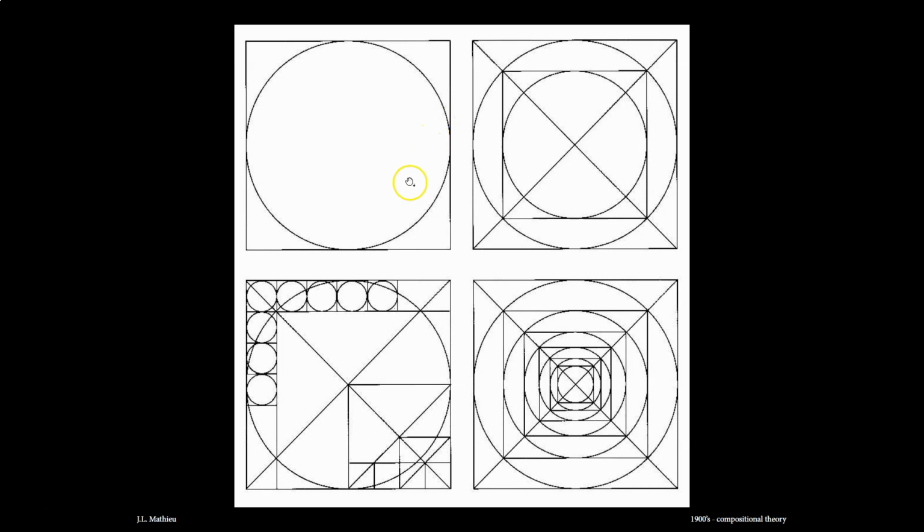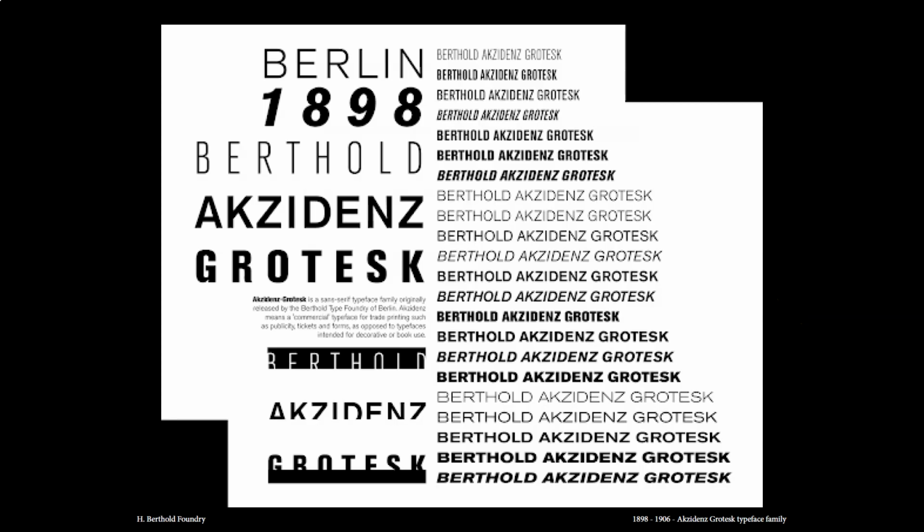This is a piece of educational material that an artist and educator named J.L. Mathieu made. It was instructions on how to compose around these geometric ideas. So he was showing different ways to break up a square and a circle with logical patterns to come up with compositions.